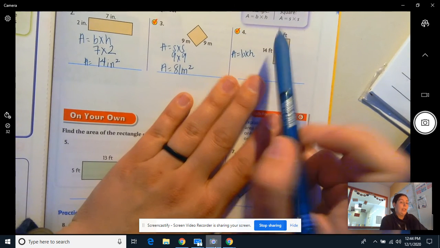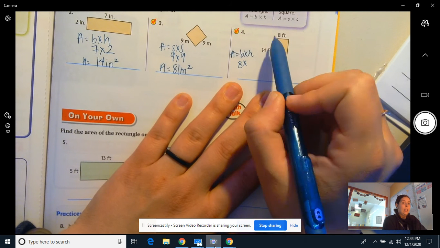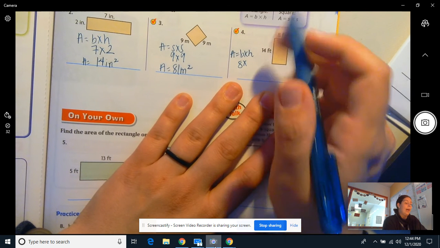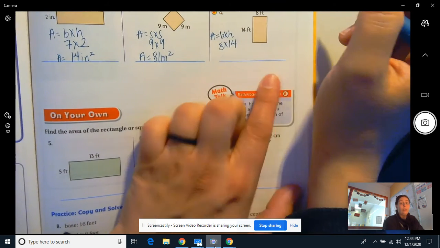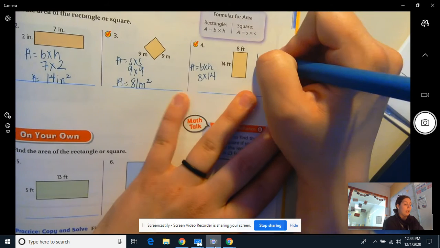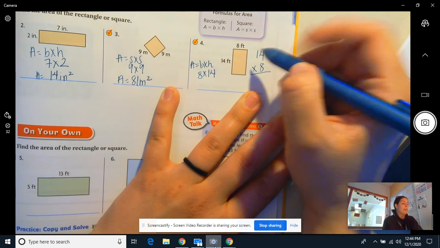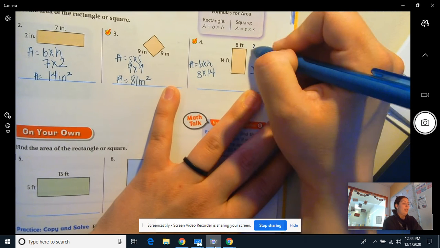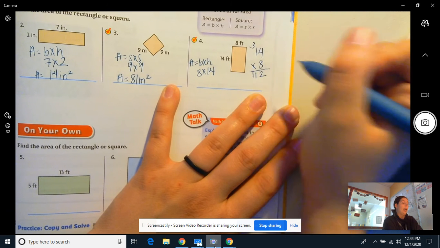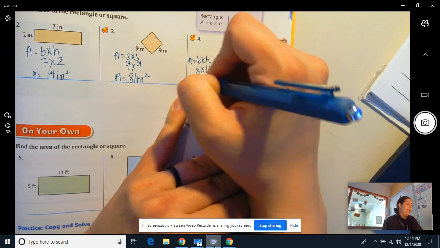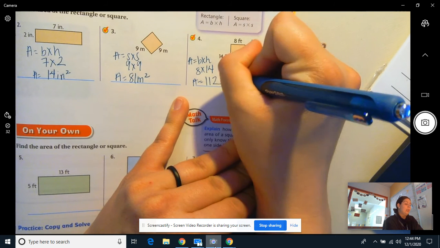Base is my horizontal line, so this time it's 8, and 14 is my vertical line, so that's my height. I need to multiply. I don't know 8 times 14 off the top of my head, so I'm going to multiply it off to the side. I know 8 times 4 is 32. Drop my 2, carry my 3. 8 times 1 is 8, plus 3 more is 11. So 112. Area equals 112 feet squared.